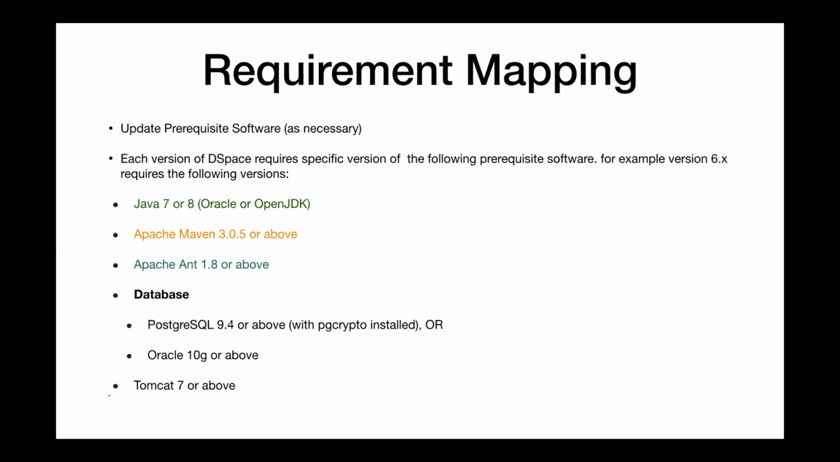Requirements: after doing the backup, you may want to upgrade. Look at the version of the DSpace that you want to use, then check the required software that you need to install. I think Odongo talked about the prerequisite software for installation of DSpace, and this is exactly the same. If you want to upgrade to version 6 of the DSpace, this is what you need to have, because these are the prerequisites.